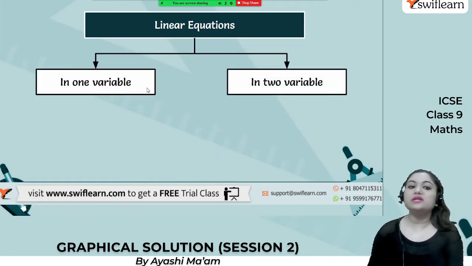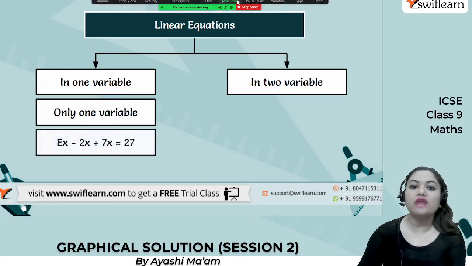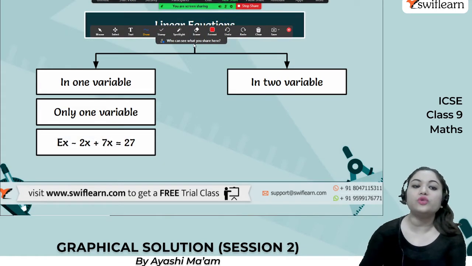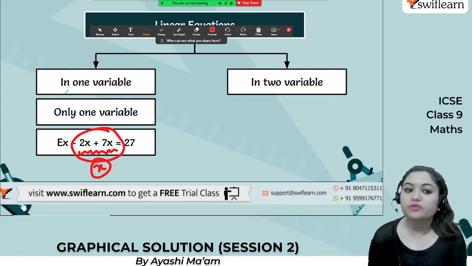Now, linear equations can be in one variable and it can also be in two variables. One variable means in the equation you are going to have only one variable. For example, you can see 2x plus 7x. The only variable used over here is x. Therefore, we will call it a linear equation in one variable.